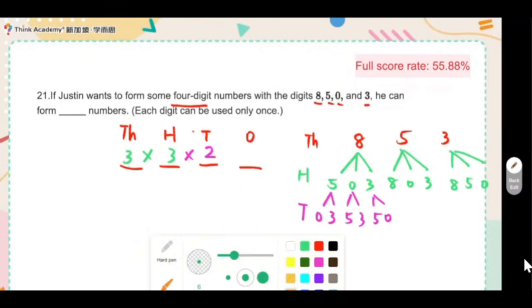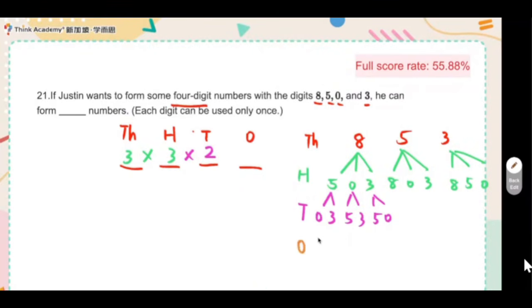And then everyone, let's move on to the last part. As for the ones digit, how many numbers do we still have to choose from? Yes, 1, right? Because this time, we have only 1 card left. Okay? So what we need to do is just times 1. After we do the calculation, we know we can form 18 numbers in total. Okay, everyone, if you can understand, type 1 in your chat box. This is super useful, okay?